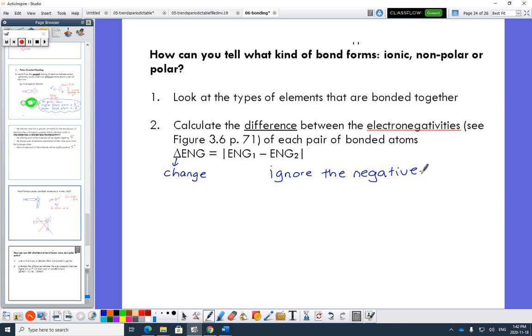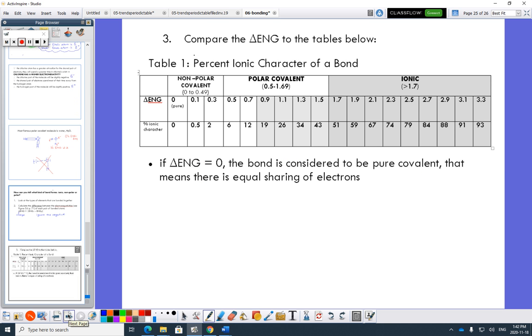So what we're going to do is find the difference and then compare it to this chart. Again, that appears exactly like what's on your table. What we're looking for is the range here. If you get 0 to 0.49, then it's going to be nonpolar. 0.5 to 1.69 is going to be polar. And then anything greater than 1.7 will be ionic.